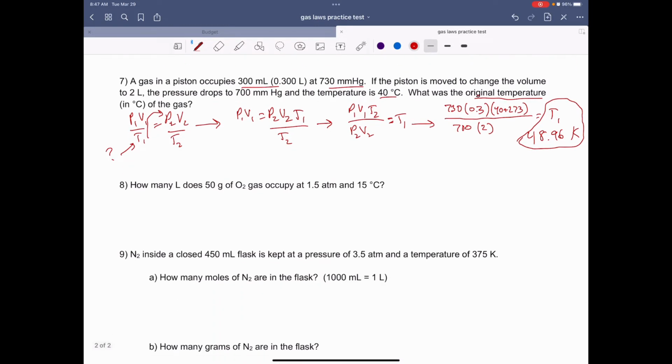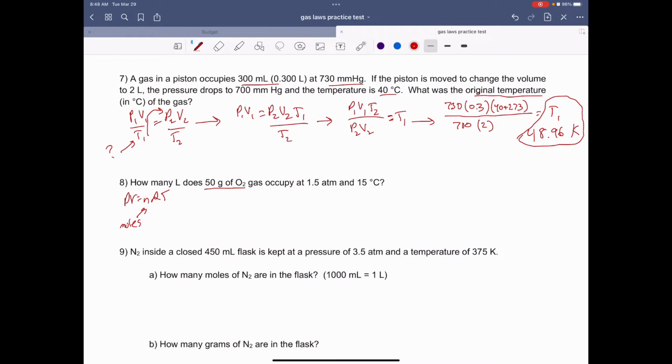How many liters does 50 grams of O2 gas occupy at one point? Okay. So here we notice that we're given grams of O2. So in PV equals nRT, this right here, the n, has to be in moles, not grams. So the first thing we got to do is convert 50 grams of O2 into moles. That's our first step.